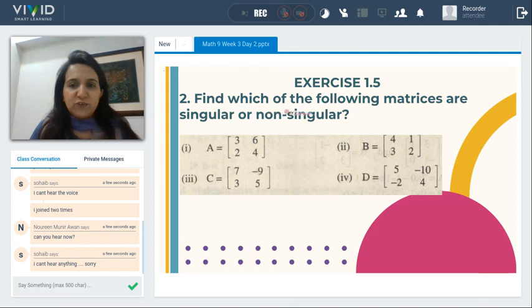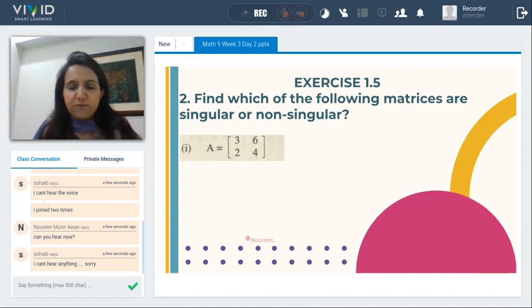Question number 2 is find which of the following matrices are singular or non-singular. If the determinant is equal to 0, then the matrix is singular. If the determinant is not equal to 0, then the matrix is non-singular. So the first one: 4 3s are 12, multiplying the diagonals and then taking the difference of both. 4 3s are 12 and 6 2s are 12. 12 minus 12 is equal to 0, so this is a singular matrix.